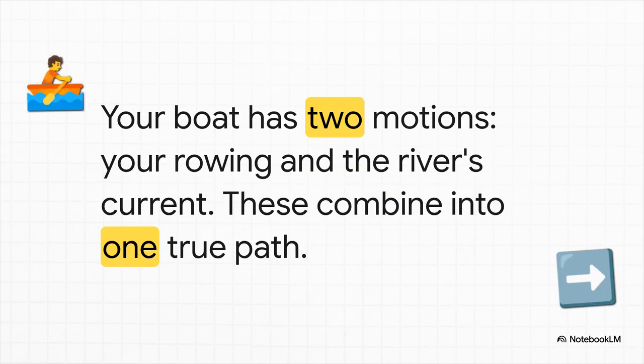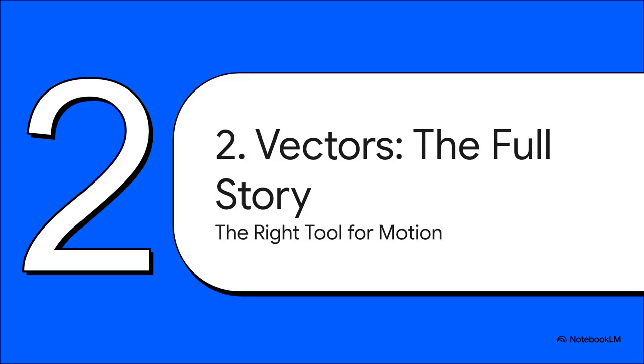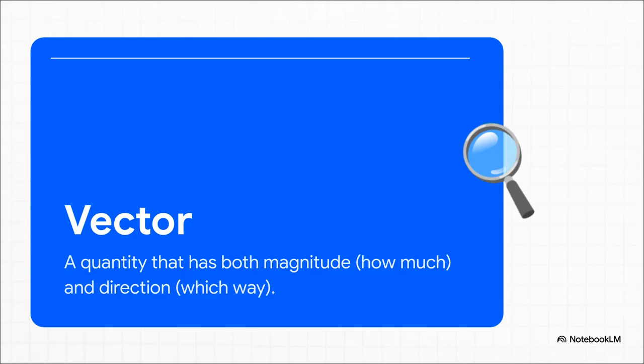And here's the key to the whole thing. Your boat is experiencing two completely separate motions at the exact same time. You've got your own effort pushing it forward, and then you've got the river's current pushing it sideways. To figure out our little puzzle, we need a way to combine these two things into one single true path. And for that, we need the right tool for the job. And this is where we bring in a concept you've probably heard of, but maybe don't think about every day: the vector.